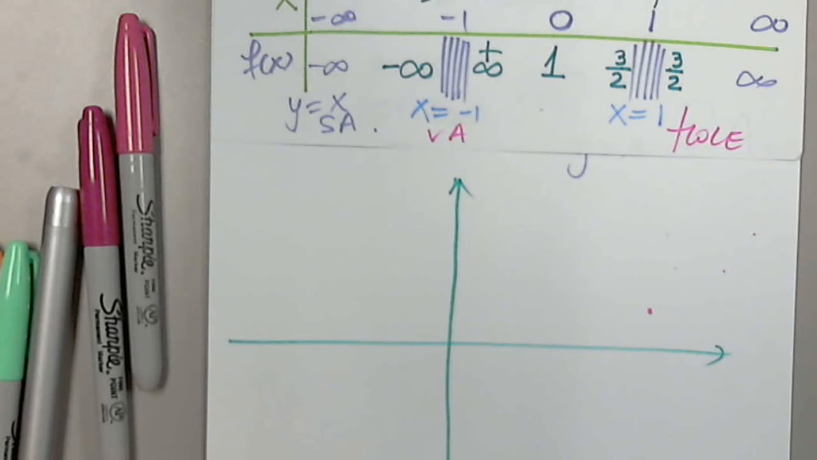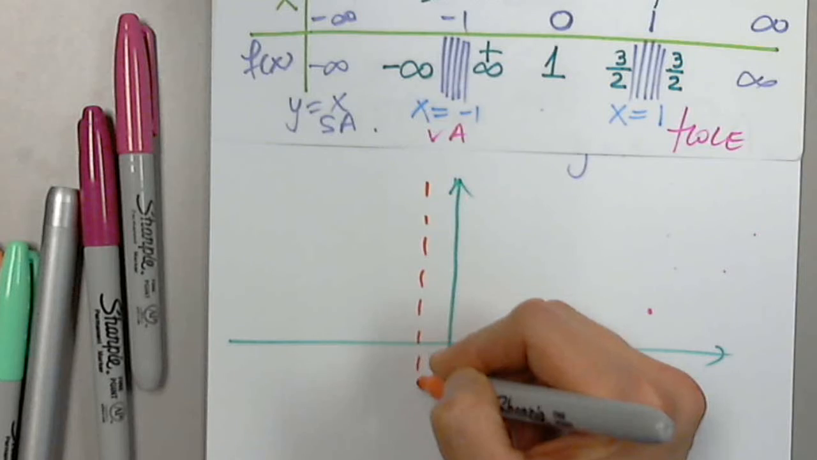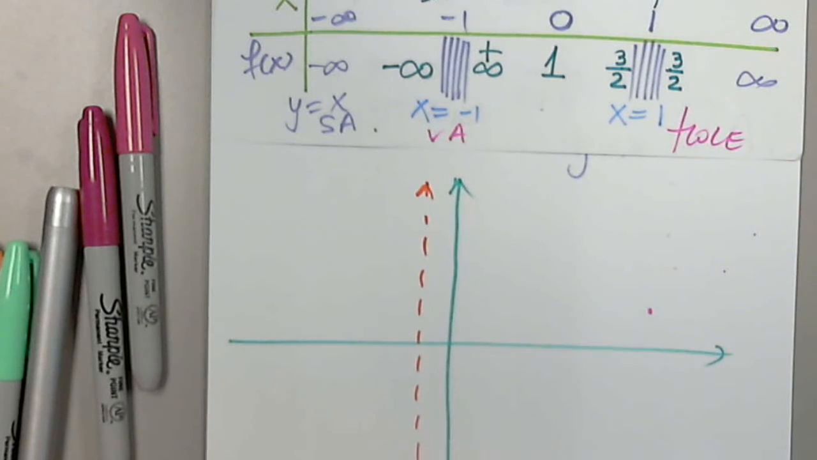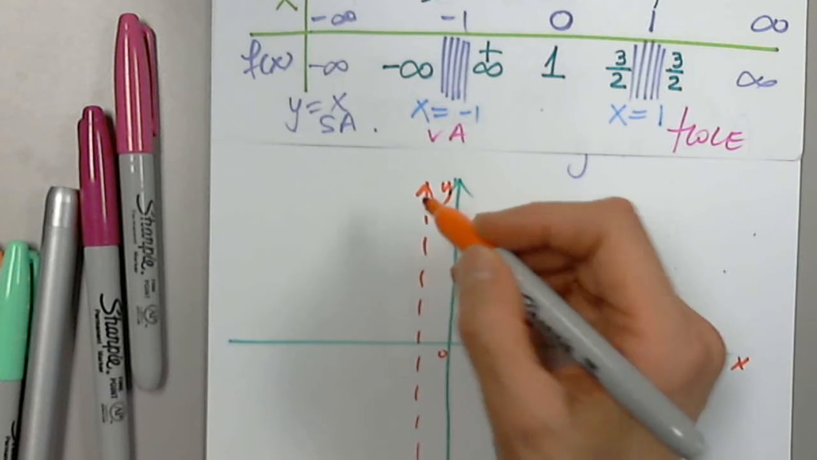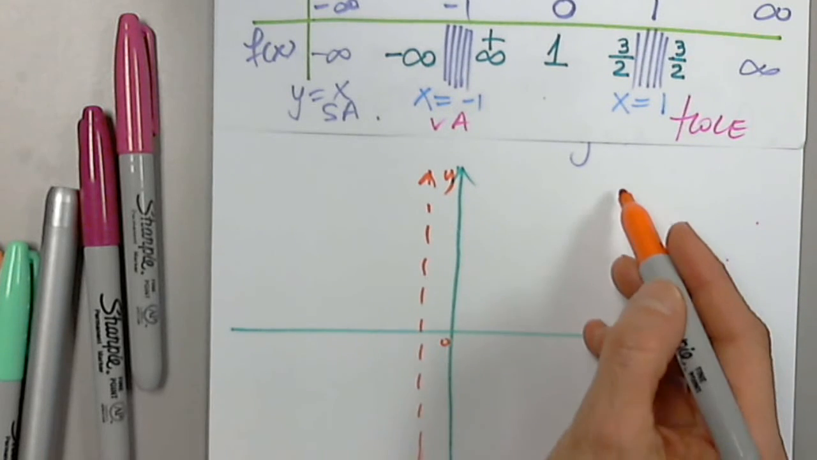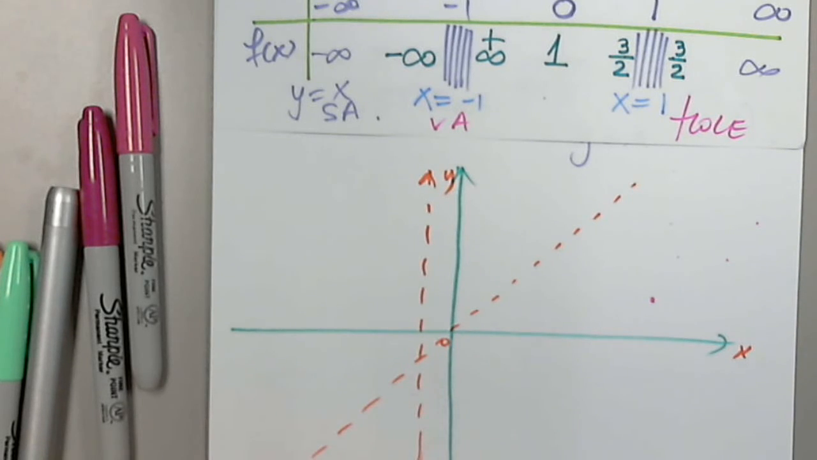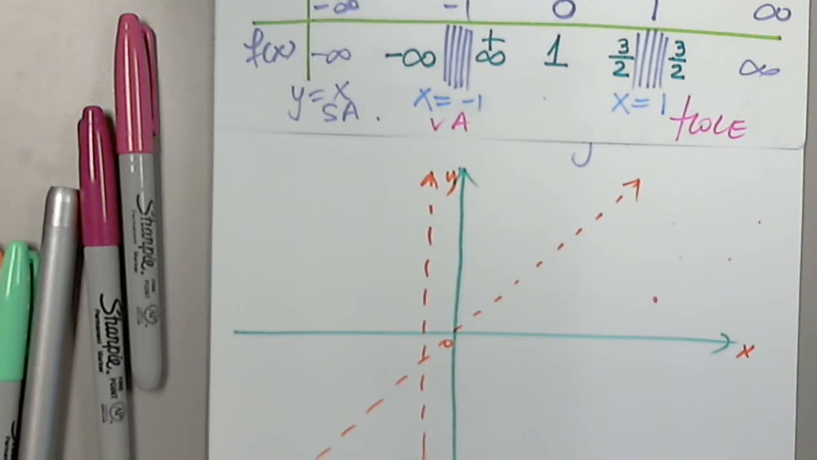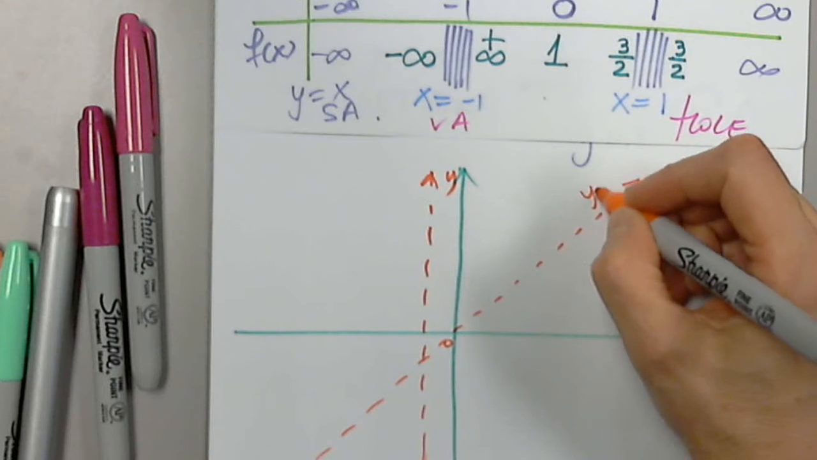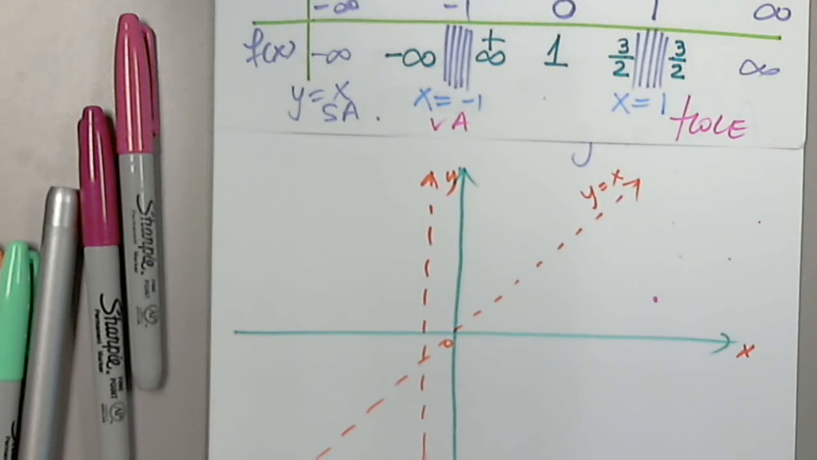The first one? x equals negative 1. Thank you. x equals negative 1. Good. Next one? y equals x. Very good. And we know how to graph y equals x because we graphed it in transformations. We know that this is the line that bisects the graphs of a function and its inverse, which are symmetric.